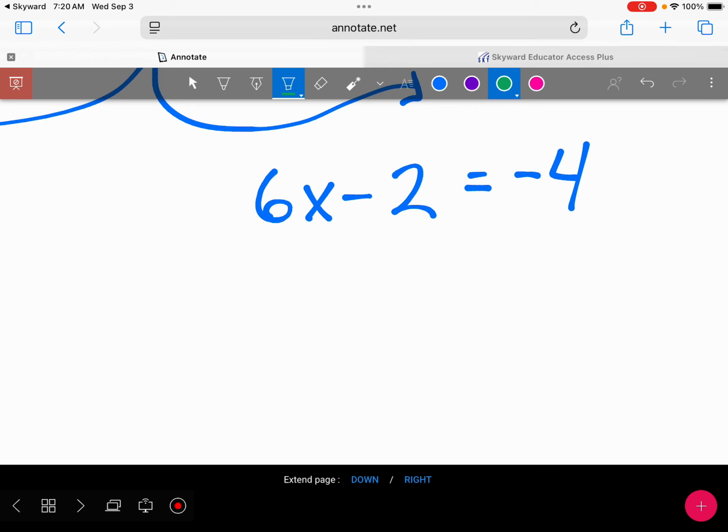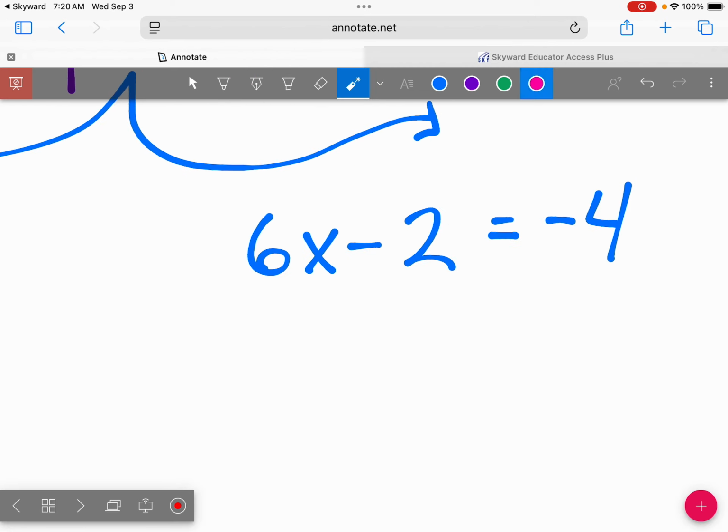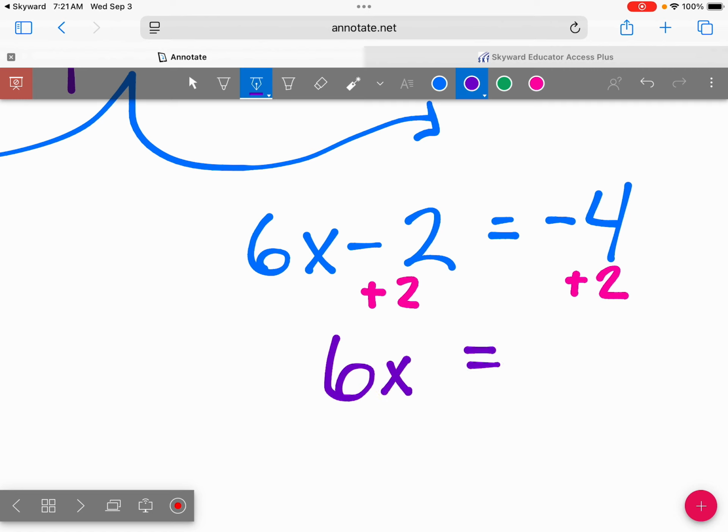But we've already figured out what steps we're going to take, and they should always be the same because this piece doesn't change. It's only this guy. So we're still going to add 2, and then we're going to divide by 6. It's the exact same steps. The thing that's going to be different is the number on this side, but the steps over here are still exactly the same. So now we're going to get that our 6x equals negative 4 plus 2, which is going to give us a negative 2.